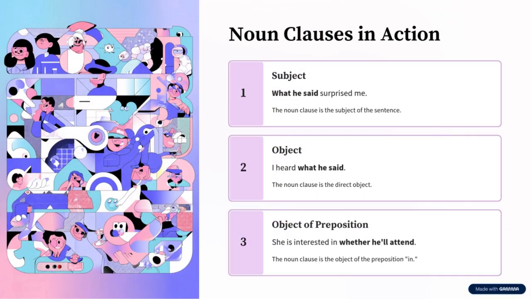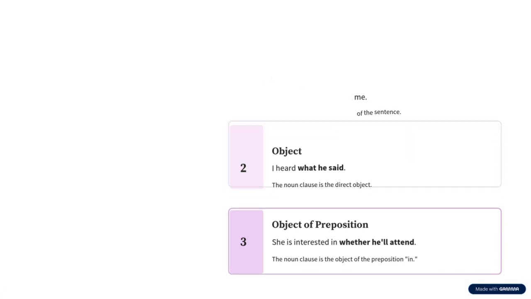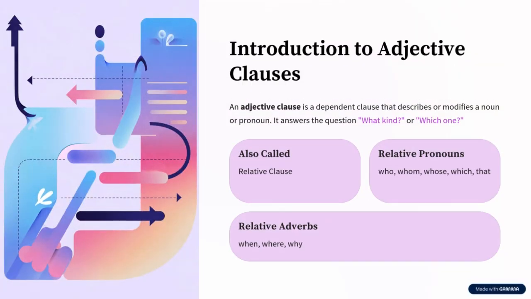So, to summarize, a noun clause acts as a noun, answering, what? A quick tip is to see if you can replace the clause with a pronoun like, it. An adjective clause describes a noun, answering, what kind, or, which one, and it will always be sitting right beside that noun. Now, let's move on to adjective clauses.